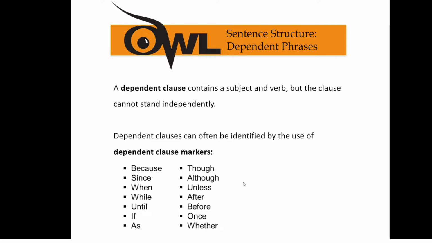There are a lot of markers that are dead giveaways for a dependent clause. Stuff like because, like I used in my example, or since, when, while, until, if, as, though, although, unless, after, before, once, whether. These are all signs that you're going to be working with a dependent clause. They all make it so that a sentence cannot stand by itself. That makes a ton of sense because all of these words are indicating a relationship with something else. Therefore, they need that other part to be complete.